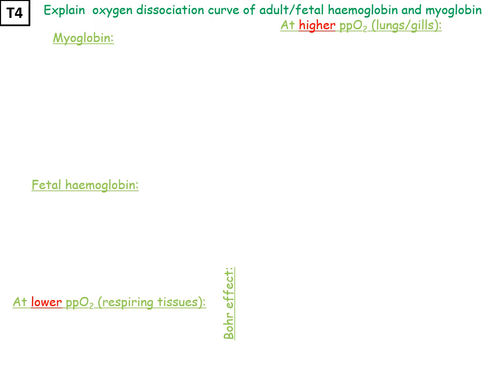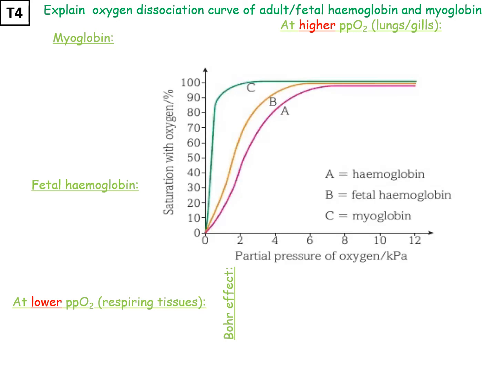Explain the oxygen dissociation curve of adult and fetal hemoglobin and myoglobin. Here we've got an oxygen dissociation curve. You can see that it is a sigmoid or S-shaped curve when we look at A for hemoglobin.